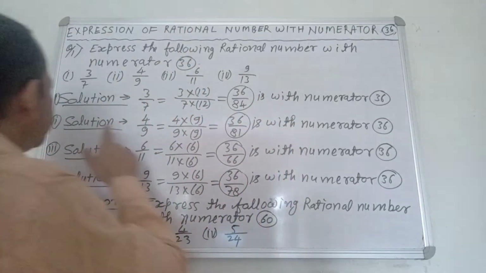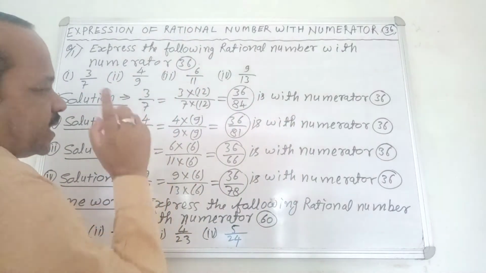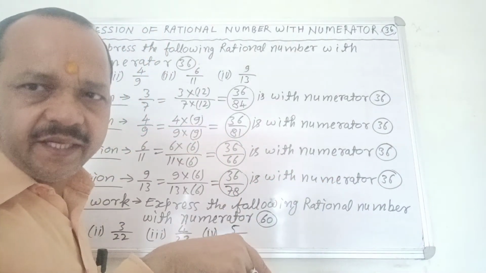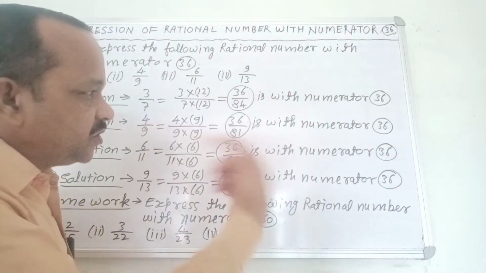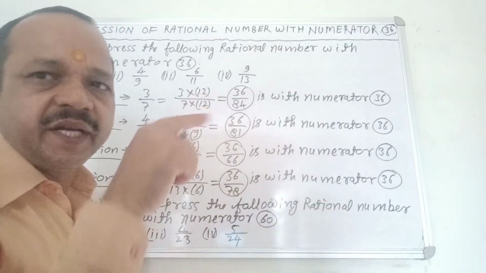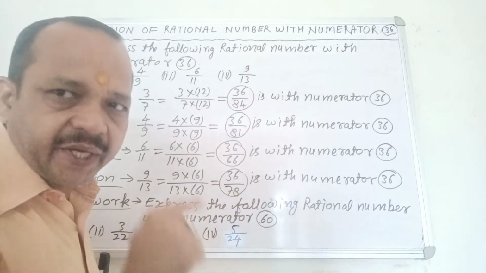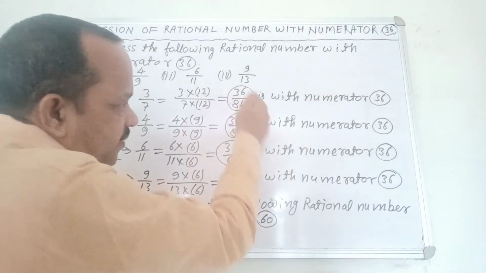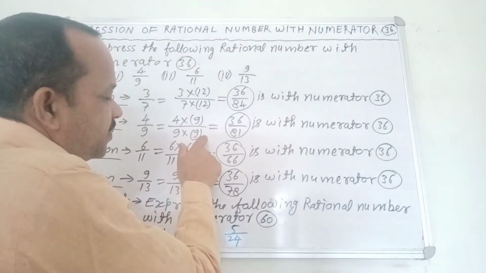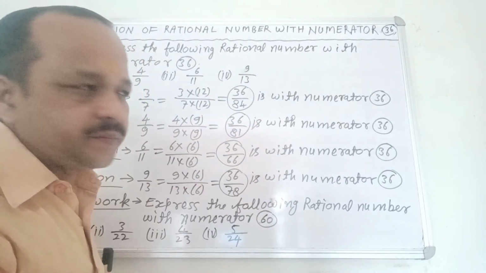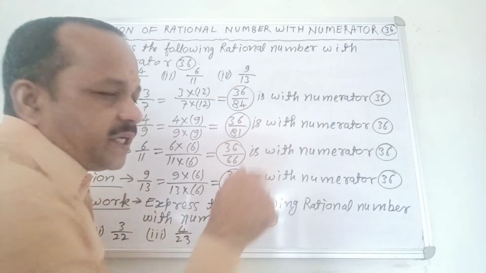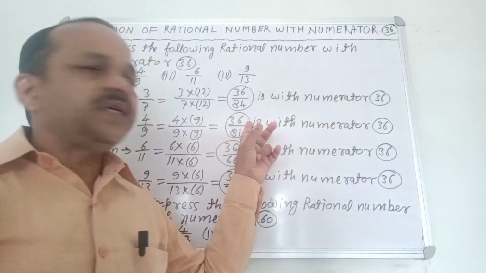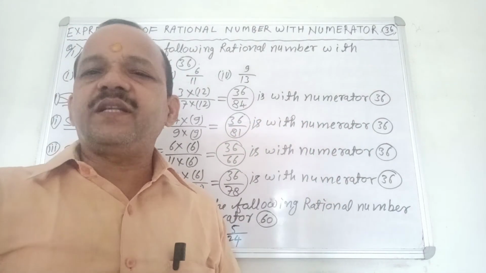See the board. Second solution, 4 by 9. Here numerator is 4 and denominator is 9. You convert 4 into 36. You multiply by 9 on both numerator and denominator. Clear? 4 times 9 becomes 36. 9 times 9 becomes 81. 36 by 81 is with numerator 36. Here numerator is 36. It means your answer is right.